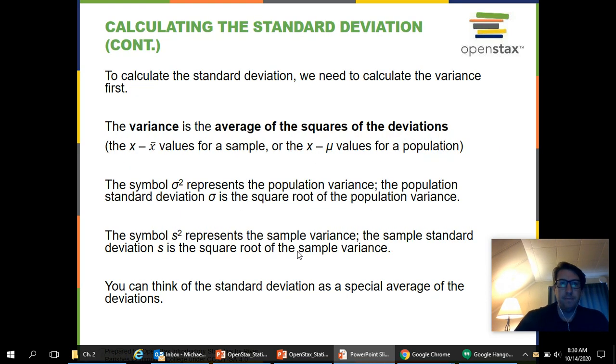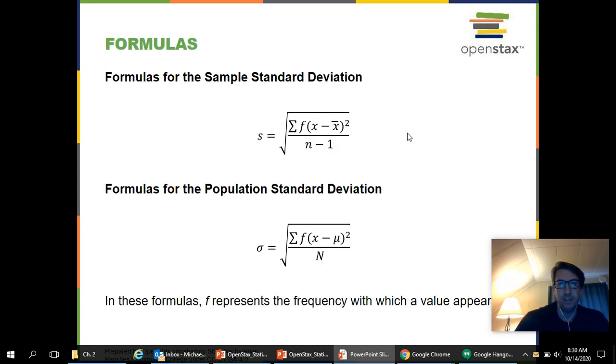Next slide. To calculate the standard deviation, we calculate the variance. Here it's talking about how to calculate this, and I think it's best shown on the next page, so I'll skip ahead. What we do is take the average of the squares of the deviations. A deviation is how far something is away from the average. So we take that and we calculate. Let me go to the next page, actually. So there are the formulas.